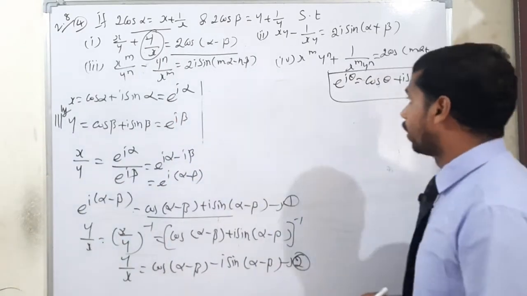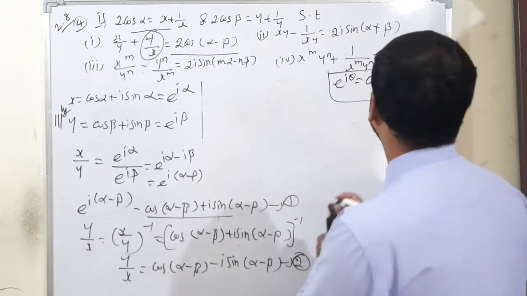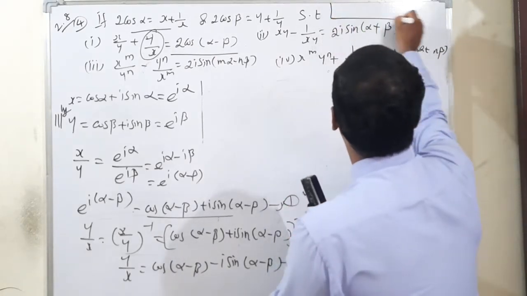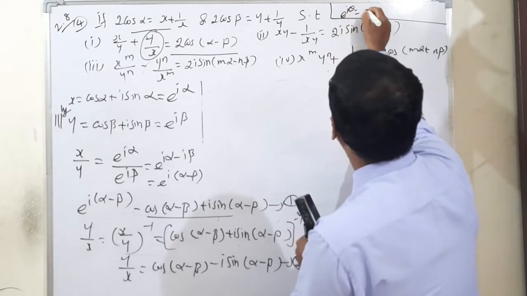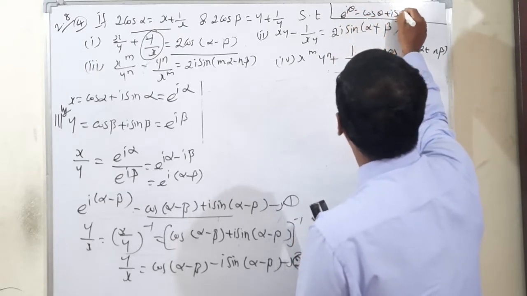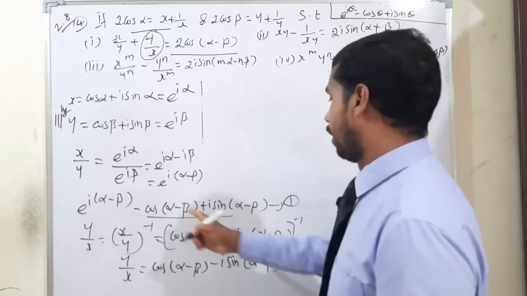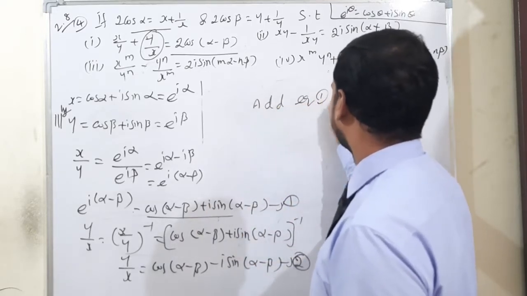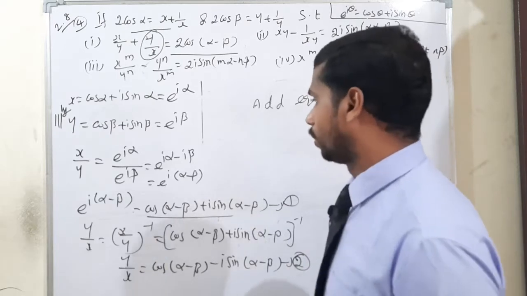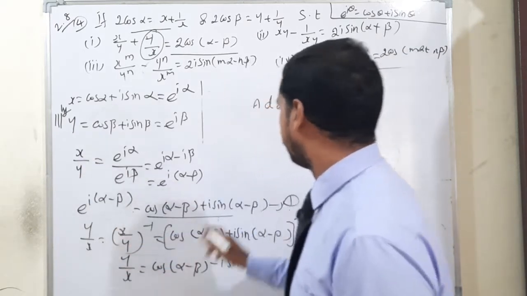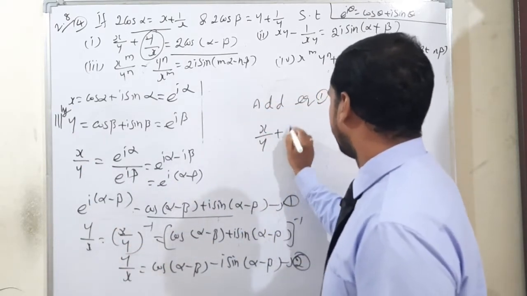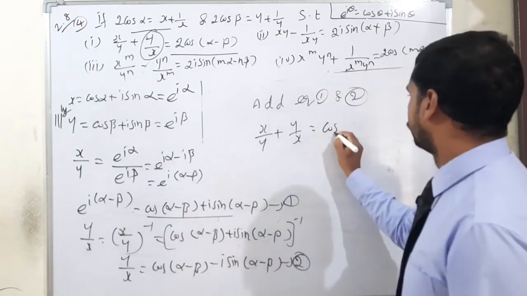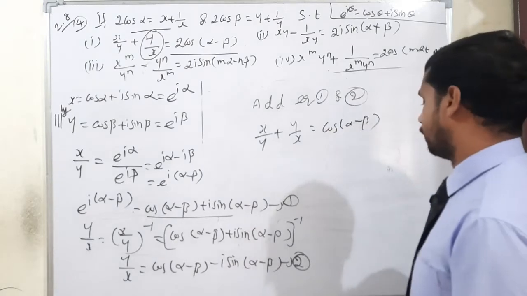So add equation 1 and 2. e to the power i theta is equal to cos theta plus i sin theta. Add equation 1 and 2. What will happen? Equation 1 and 2, x by y plus y by x is equal to cos of alpha minus beta.